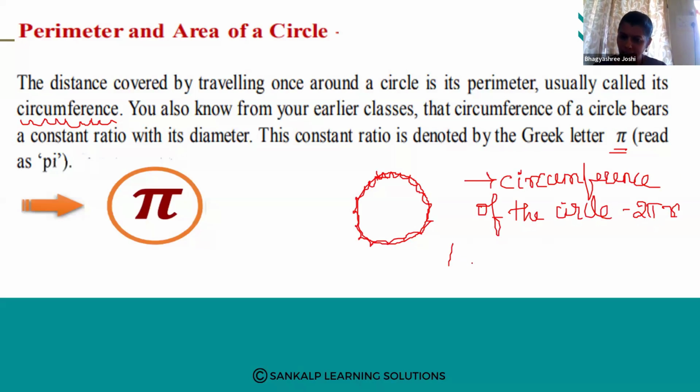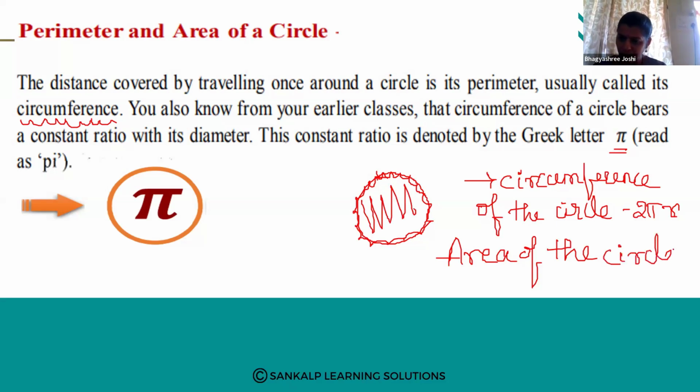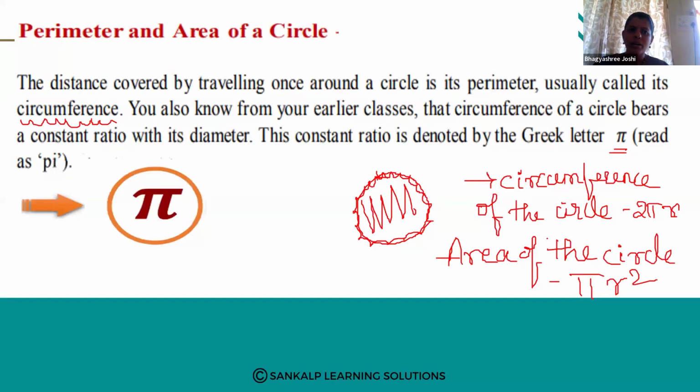And the formula to calculate the area of the circle. What do you mean by area? Area means the part which is enclosed inside the circle. The part inside the circle is called the area of the circle, and the formula is pi r square. Remember: circumference is 2 pi r and area is pi r square. Next, perimeter and area.